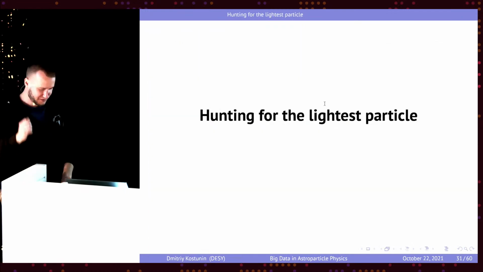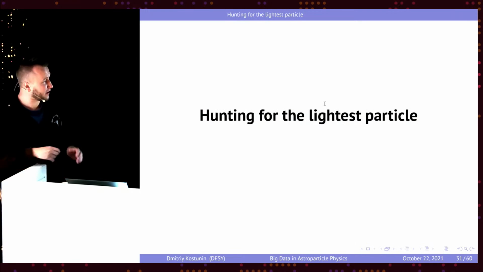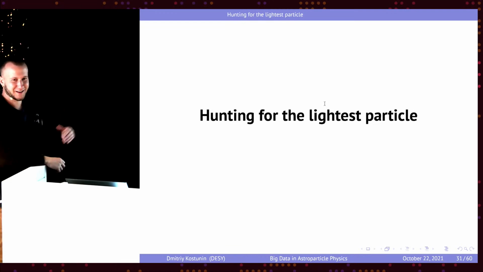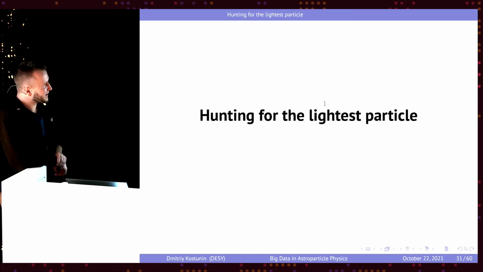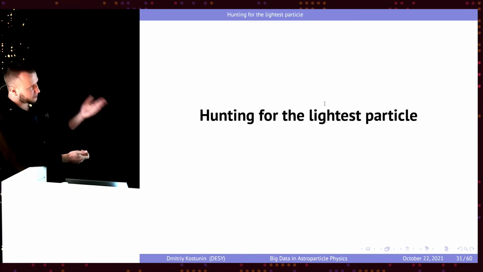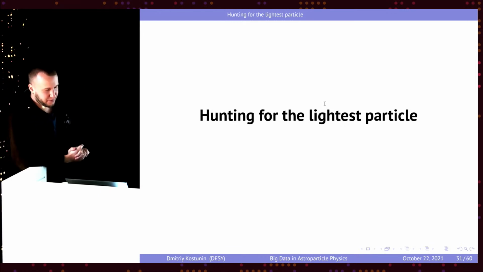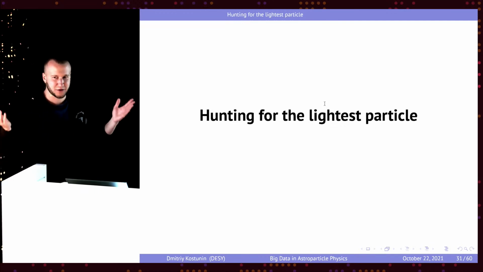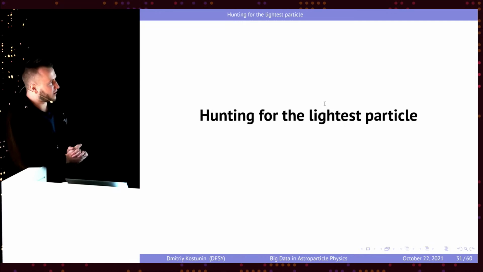Okay, now I come to my next part. We are approaching the main topic, big data. Besides gamma quanta, we have neutrinos. You know that the neutrino is the lightest particle. It's already proven that it has some mass, but we cannot detect this mass. It's massive, but no idea how light it is.